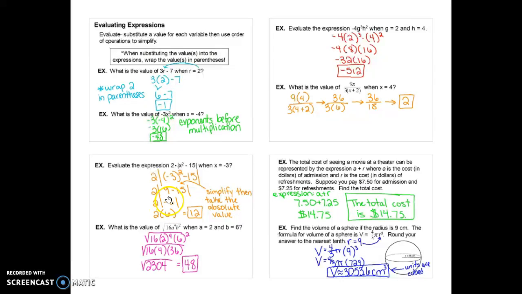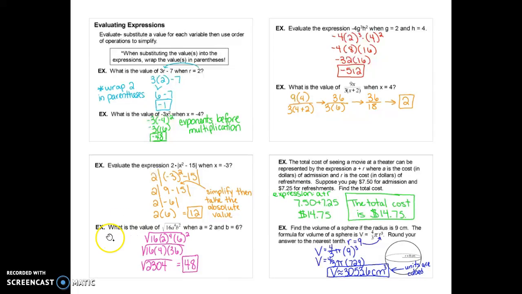Now that I have one single number inside of my absolute value, I can actually take the absolute value. Now remember, absolute value is simply asking you what is the distance of this number from 0. So the distance of -6 from 0 on a number line is +6. That's why absolute values will always give you a positive value. So this becomes 2 times +6 now. 2 times 6 is 12 for your final answer.